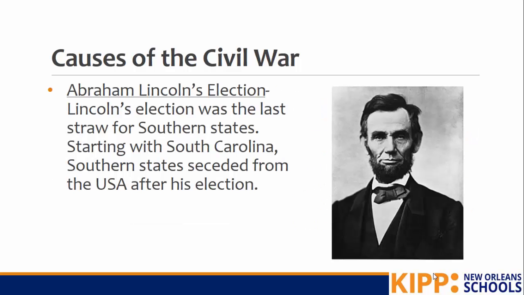And so we get to this election of 1860 when Abraham Lincoln is elected. This was considered the last straw for many Southern states. Southern states really believed that Lincoln and his party would work to abolish or end slavery. And so instead of working with him as a president, these states, starting with South Carolina, began seceding from the United States. And they seceded because they were trying to preserve the institution of slavery. They thought that Lincoln would abolish it.